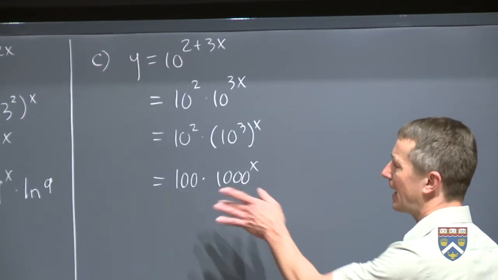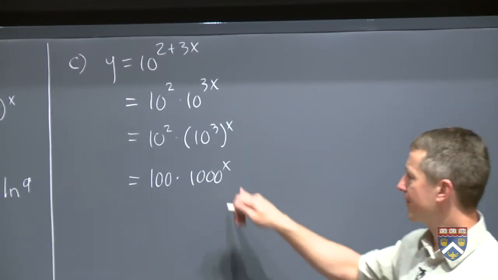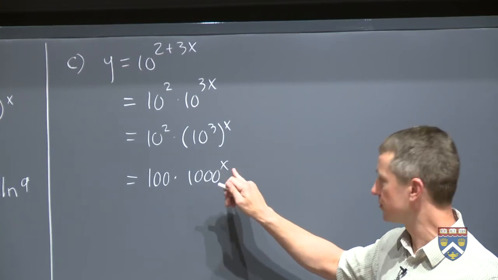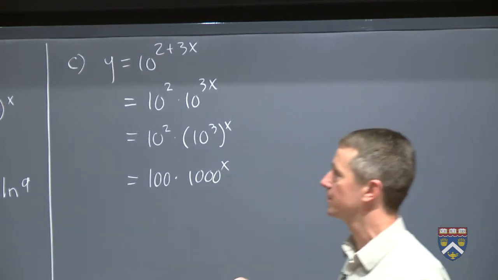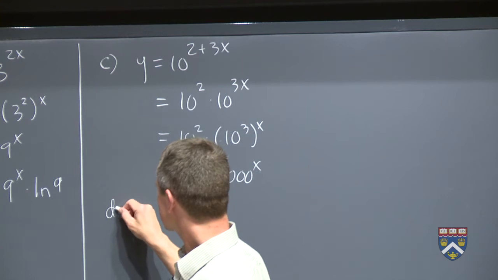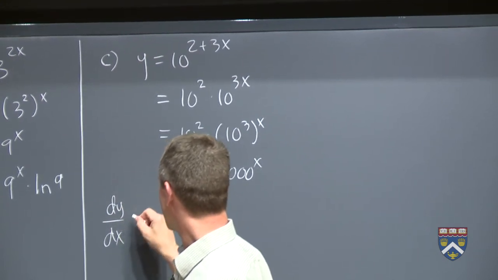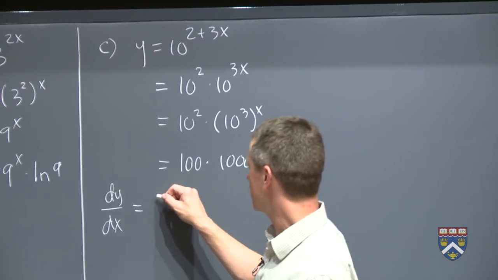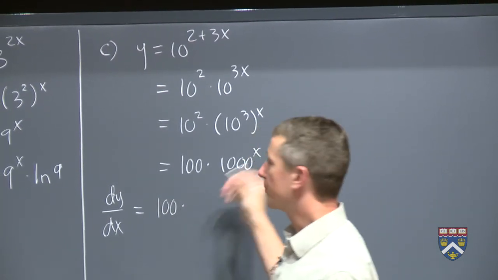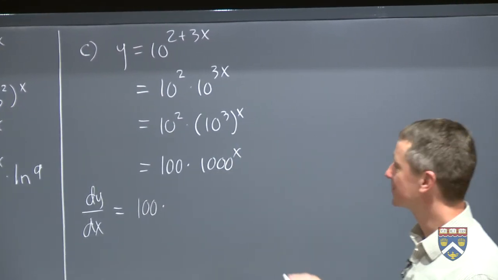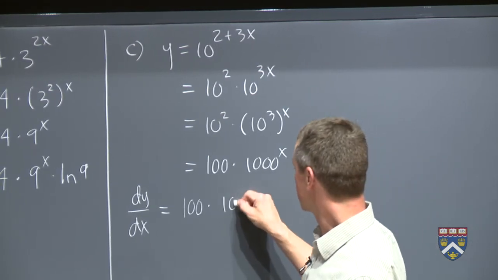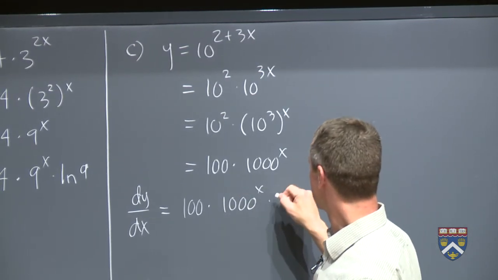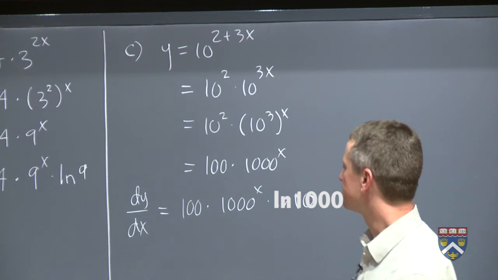And remember, there's no way to combine these two together. Right? Order of operations say you do the exponent first. So you do this, and then you multiply. There's no way to simplify that. And now we take the derivative. So our constant multiple rule says the 100 stays there. And then our brand new exponential rule says that the derivative of 1,000 to the x is 1,000 to the x times natural log of 10.